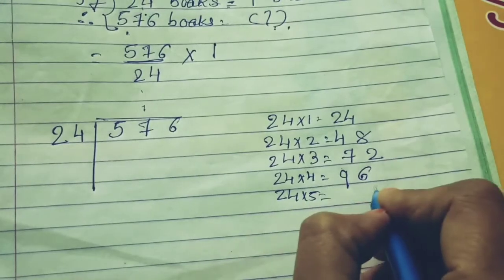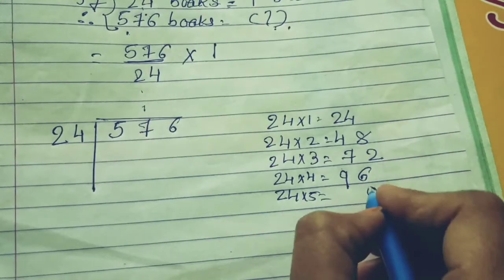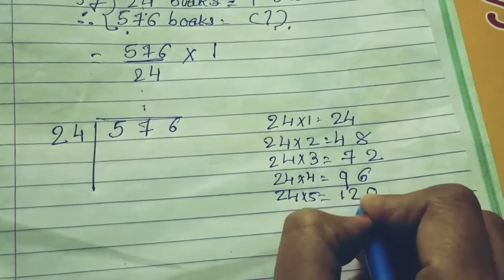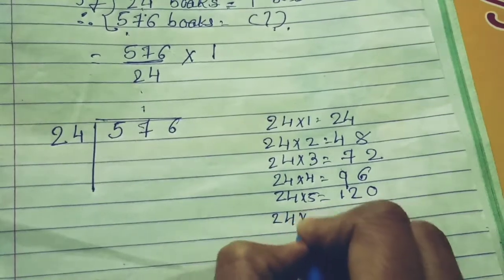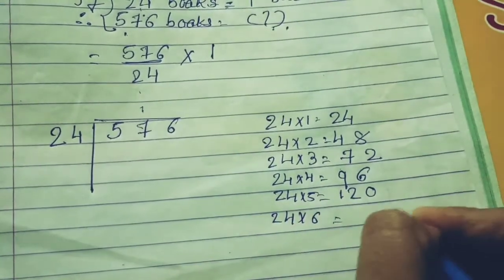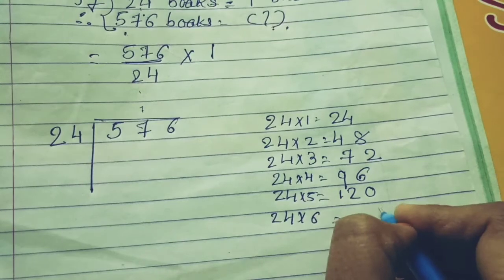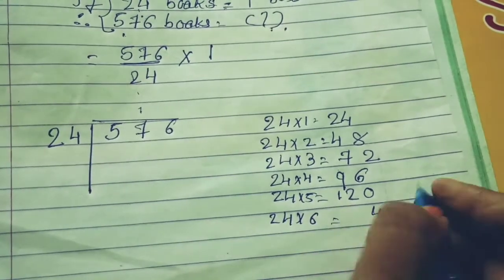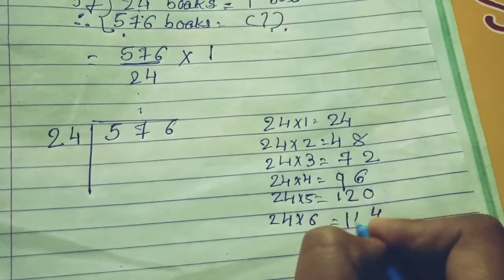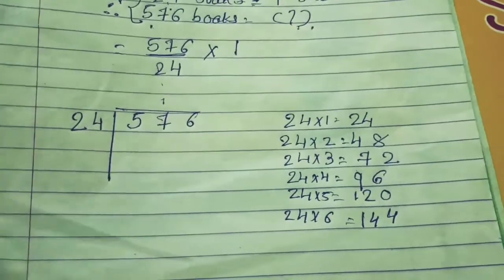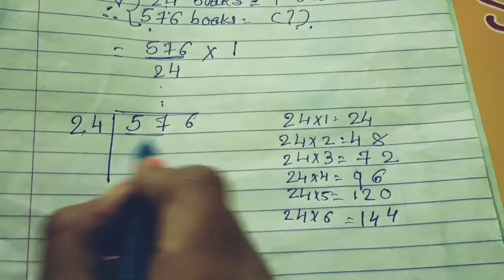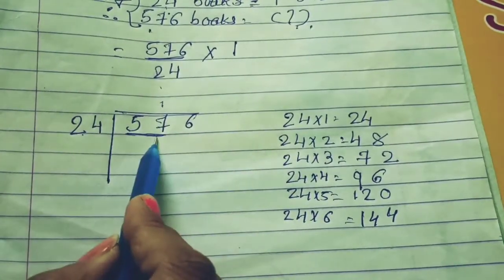24 5s are, 4 5s are 20, 5 2s are 10, 11 and 12. 24 6s are, 6 4s are 24, 6 2s are 12, 13 and 14. First we will write till here. Now we'll see the 2 digit 57.